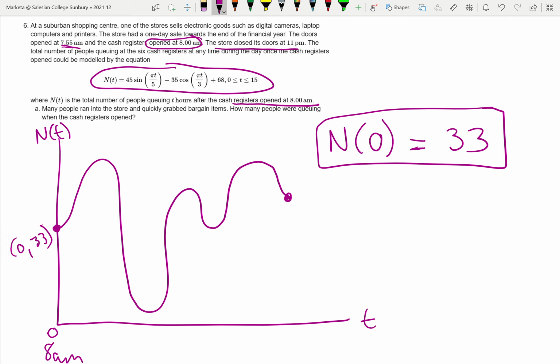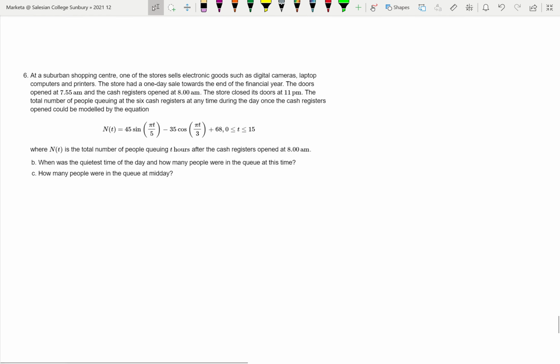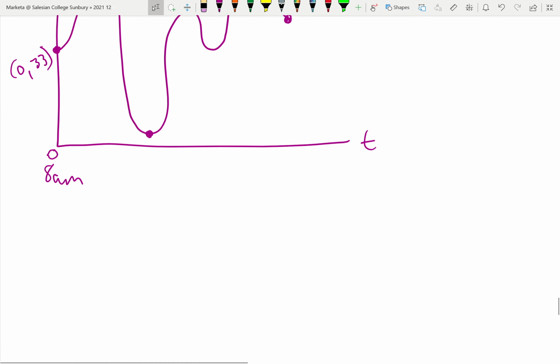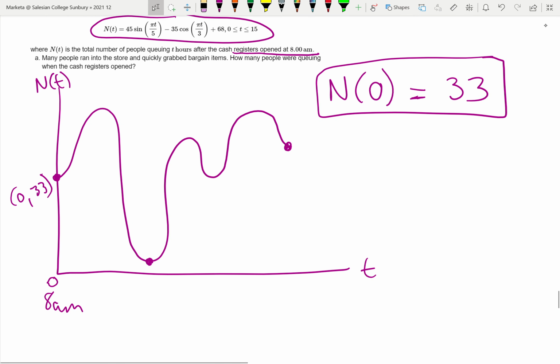All right, so the next thing they want us to do, scroll down a bit: when was the quietest time of the day and how many people were in the queue at this time? Well, then we just need to find the minimum, and you can see that that's going to be here. So if I find the minimum, I can just do this in my graph, go analysis, G-solve, and minimum obviously, and I find that that is going to be 6.4643277, comma 1.2528.